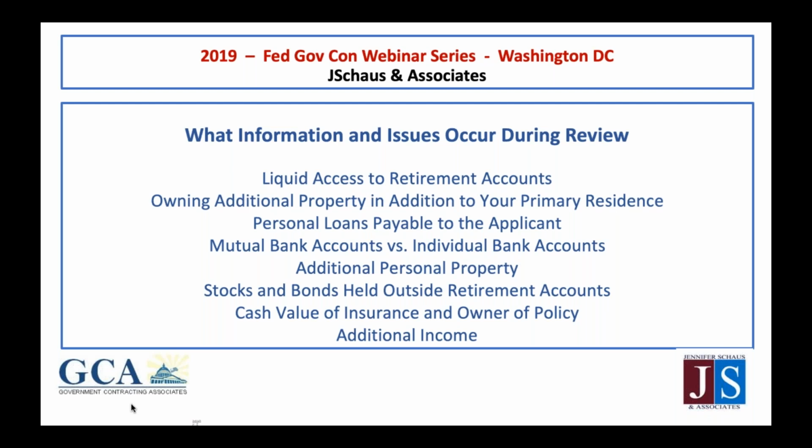Cash value of insurance and owner of the policy. Cash value, which would probably be in the form of a whole life policy, retains cash value. That is as good as cash, and if you're the owner of the policy, that is an asset. Any kind of additional income that you may be receiving from royalties or rent or things of that nature are also additional income. Next slide.